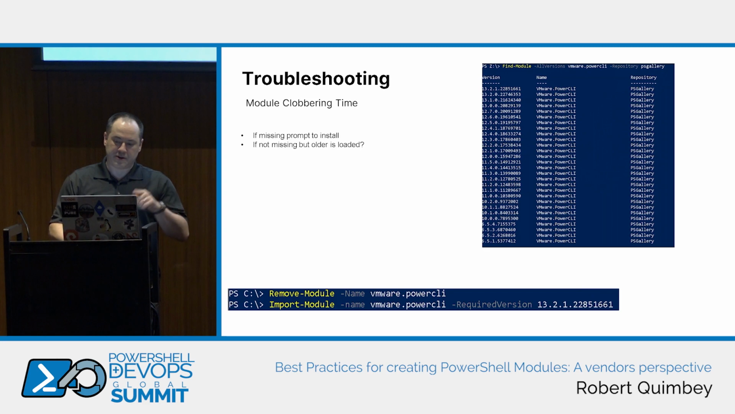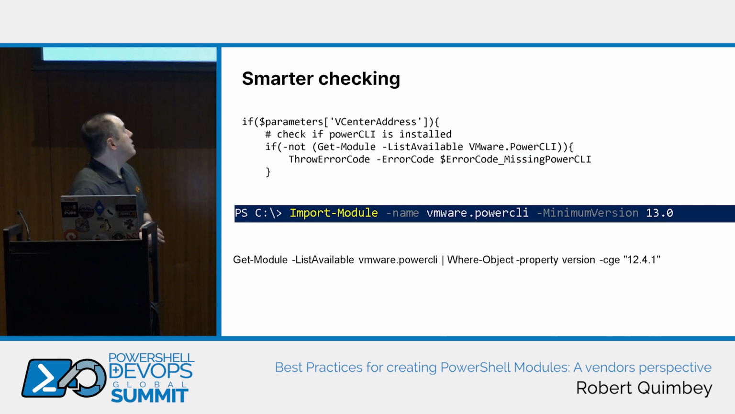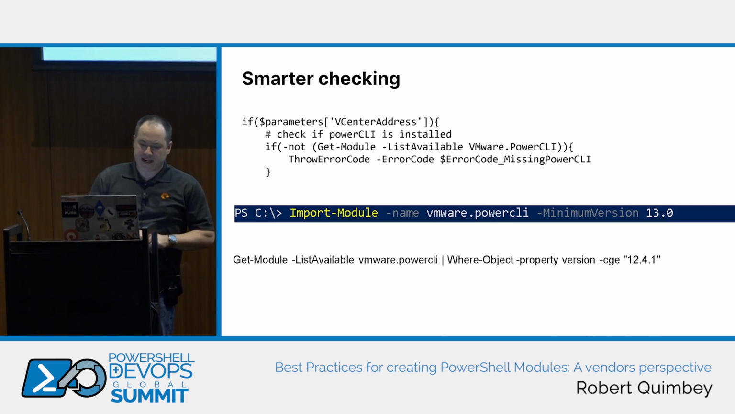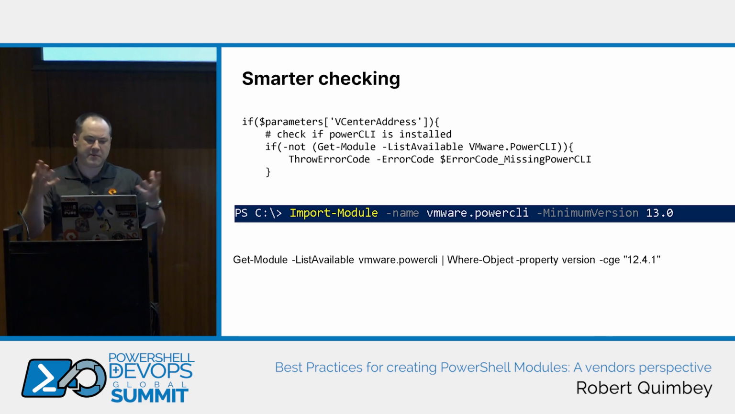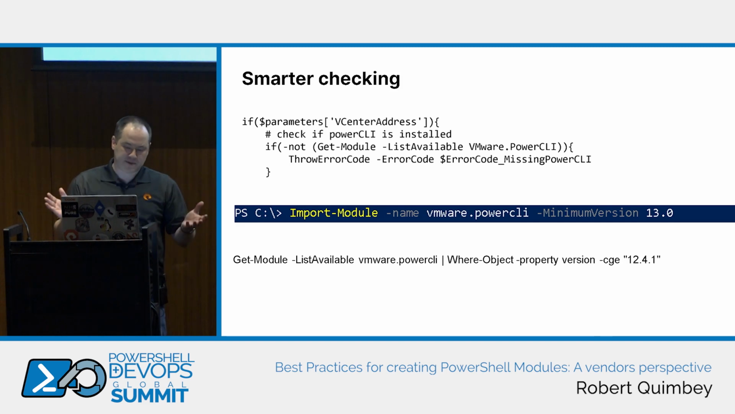So I'll show you why we got into this situation and one of the things that we're looking at for fixing it. This top section here, all we're doing is saying, if this parameter is being used, vCenter address, meaning you're trying to connect to a vCenter endpoint because it's a VM, versus if it wasn't a VM, you wouldn't need that parameter. So it's an optional parameter.